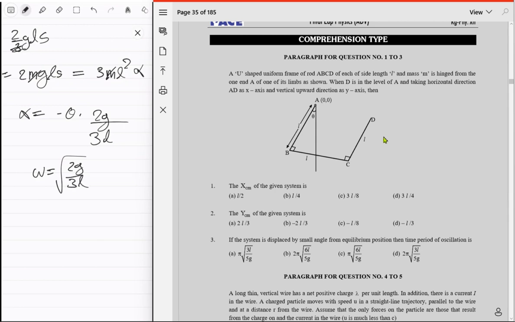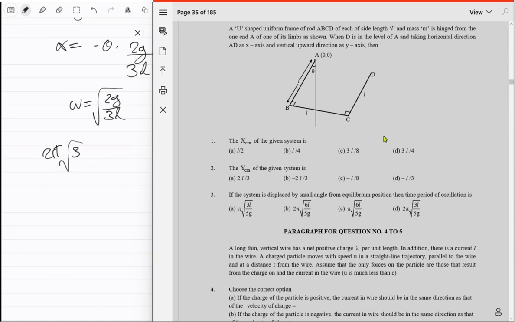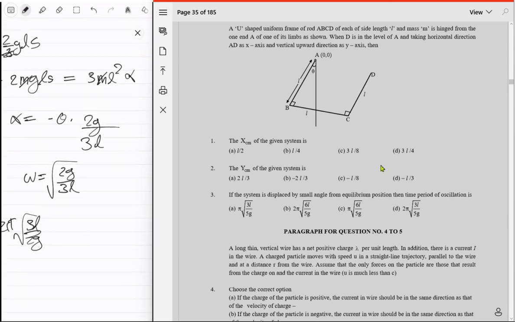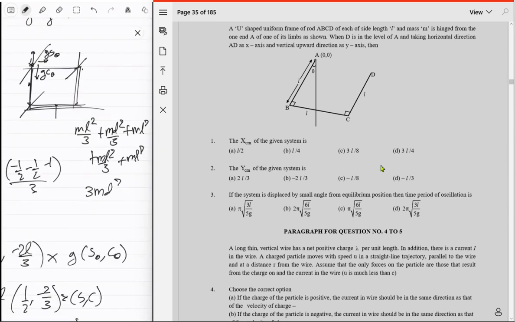So what do you want, by the way? Time period of oscillation is 2 pi upon omega, so 2 pi square root of 3l upon 2g. Which, oh god, why is 5 coming in here for some reason? Is this supposed to be 5? No. Unless h is 5.